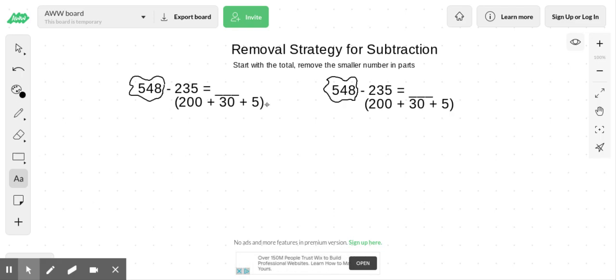So today we're going to learn how to subtract three-digit numbers with the help of the removal strategy. When we use the removal strategy, we start with the total and we remove the smaller number in parts. Let's take a look. So here's our subtraction problem, 548 minus 235.